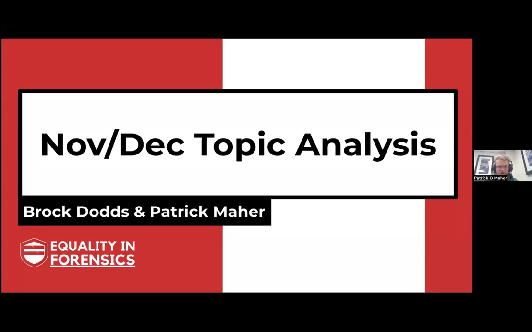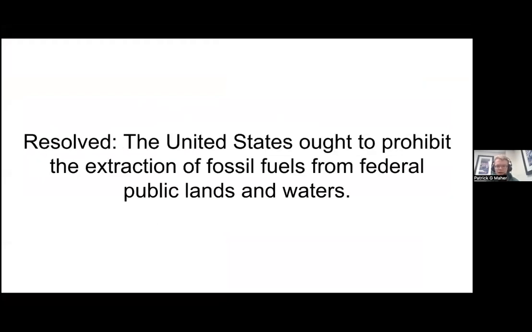So we'll first start on the key terms. The first main thing is the resolution as a whole: the United States ought to prohibit the extraction of fossil fuels from federal public lands and waters. So we'll go into each of these terms individually. Probably be thinking about how each of these terms interacts with the others and how this interacts with the current events going on right now, and think about how these terms can interact to create a case.